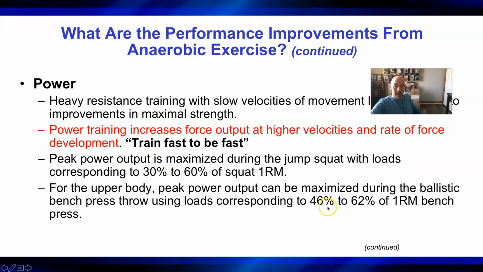This is for lower body. This is the percentage for upper body, right? So when you're doing a bench press, to get stronger, you need to be close to 100% of your 1 rep max. That's going to help, but to get faster, you need to use a much lower percentage of your 1 rep max and move that load as fast as you possibly can.